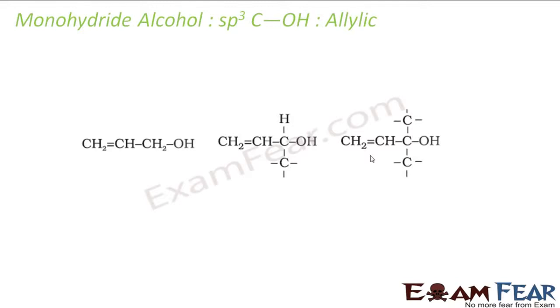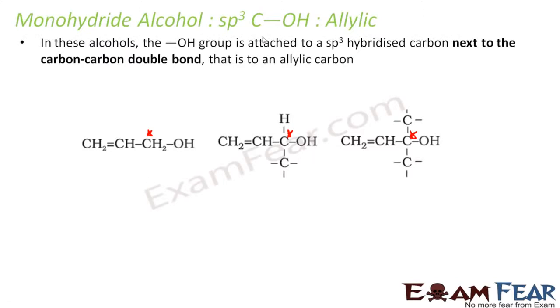Then we have allylic. If you see, the star carbon, the carbon which is attached to OH, I'll first draw it here. All these star carbons are attached to a carbon that is double bonded. The star carbon is not double bonded. Please note, the star carbon is not double bonded. The star carbon is attached to a carbon that is double bonded. You see, this is my star carbon, that is sp3 hybridized, and this carbon is attached to a carbon, and that carbon has a double bond.